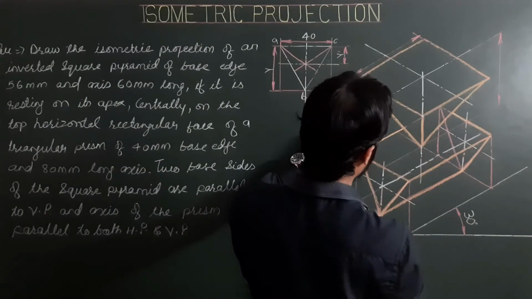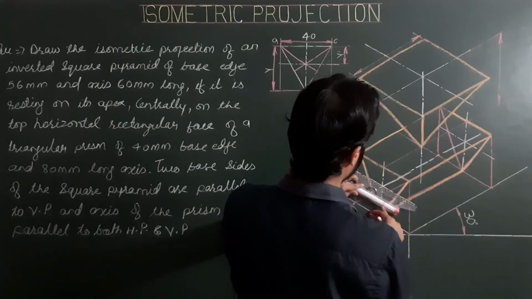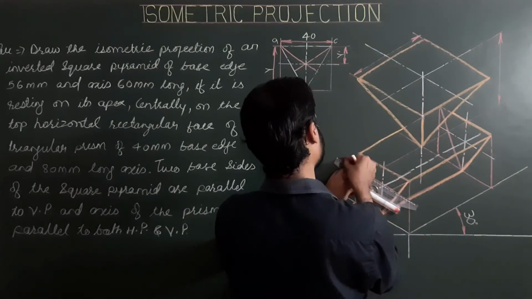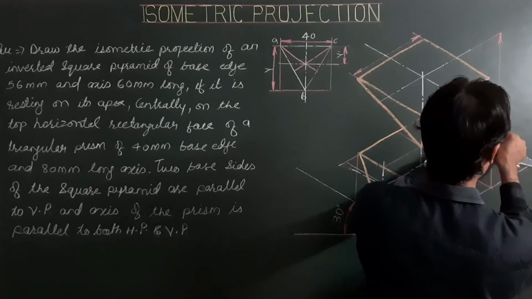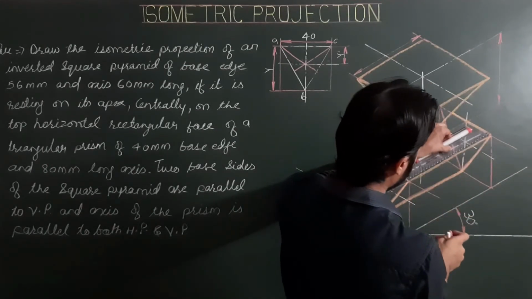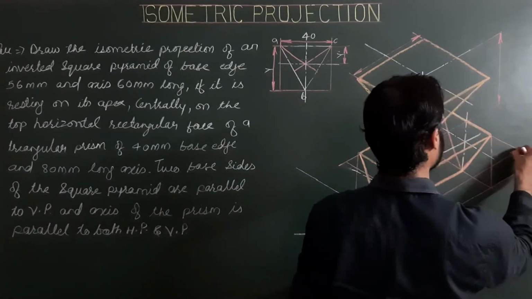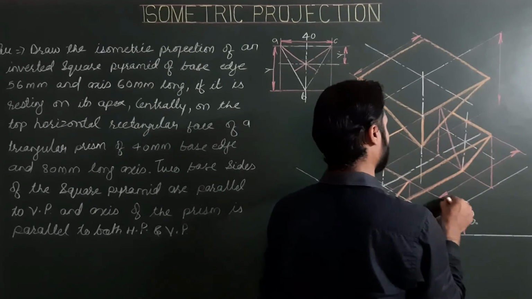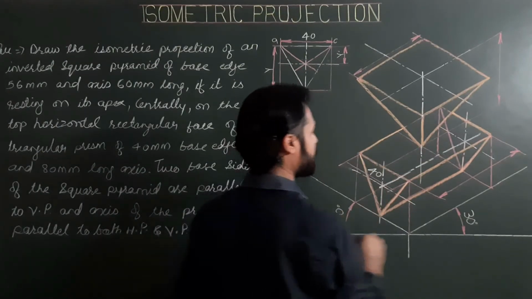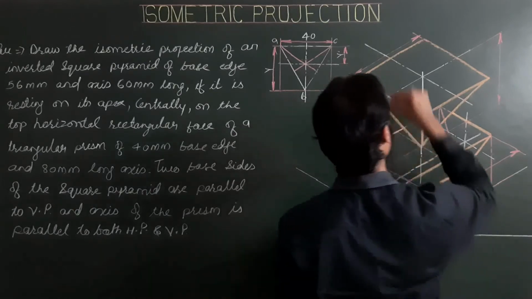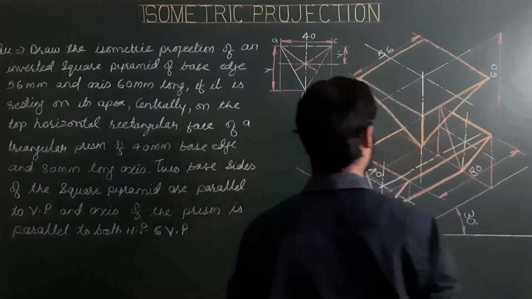Side of the triangular prism and length of the generator, or length, simply taking the length of the prism or axis of the prism. Dimensions are 40, 80, 56 and 60.